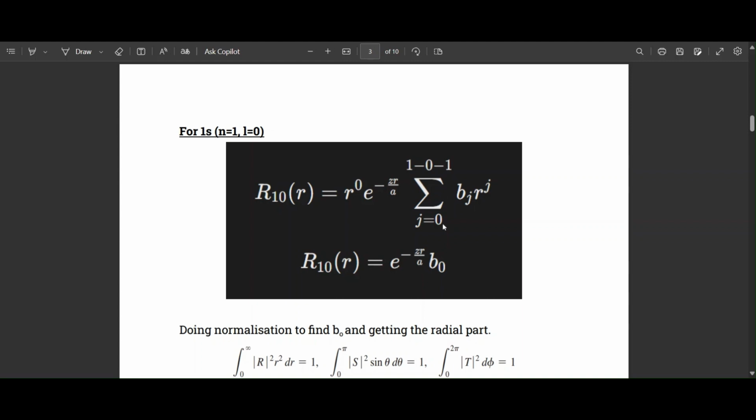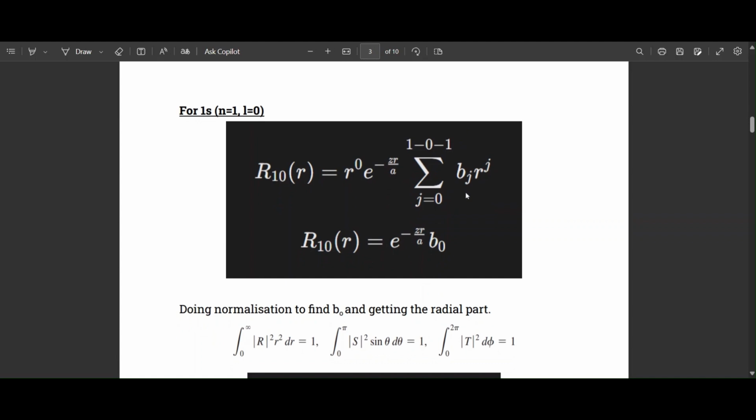Now j is starting from 0 and ending at 0, यानी कि one term, that is b0 and r to the power 0. Okay, now r to the power 0 will be equal to 1. Here also r to the power 0 will be equal to 1, and b0 will have some value. It is a constant, and e minus zr upon a. So this is how the things happened here.